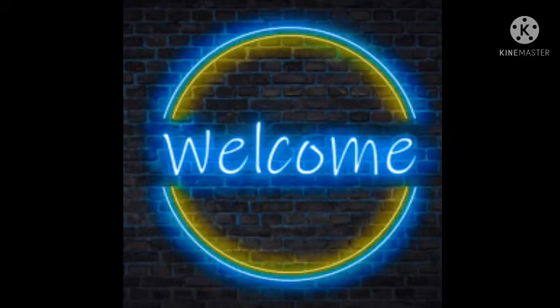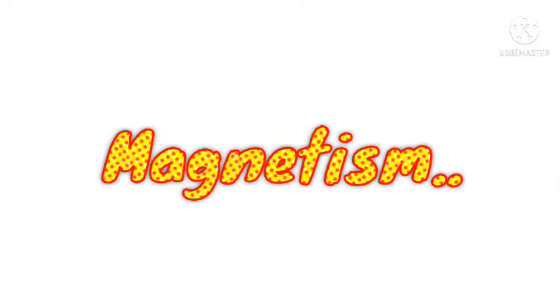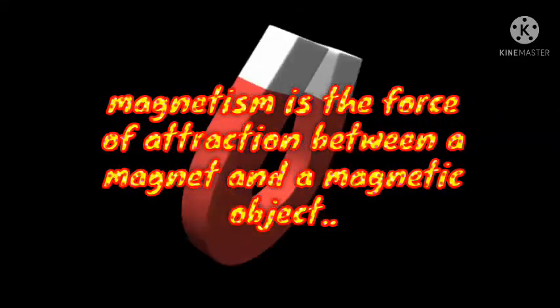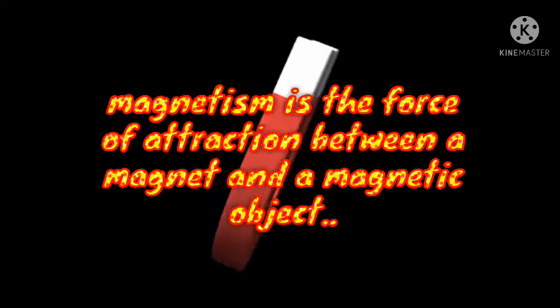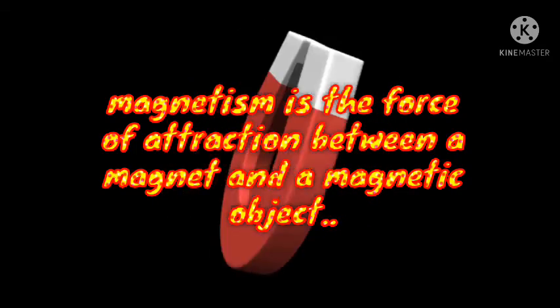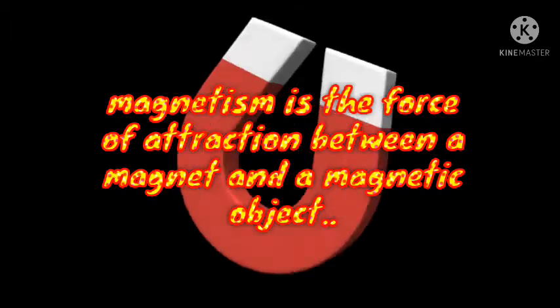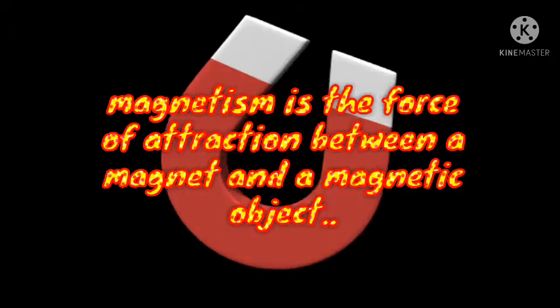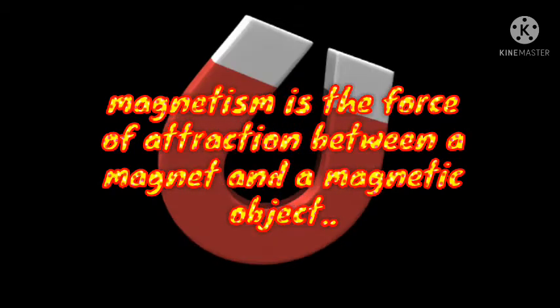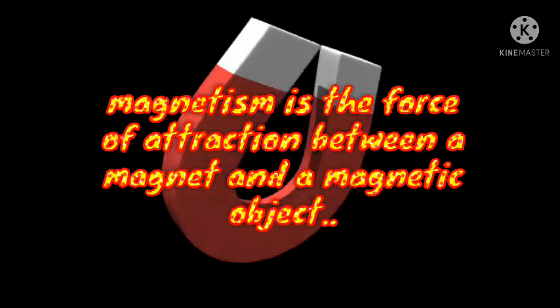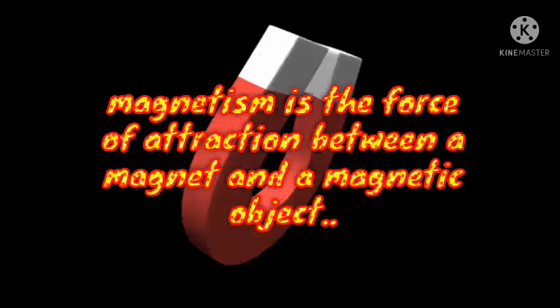In this lesson, we will be treating magnetism. Now, what is magnetism? Magnetism is the force of attraction between a magnet and a magnetic object. Example, a magnet and a nail can attract, a magnet and a pin can attract, a magnet and needles can also attract.